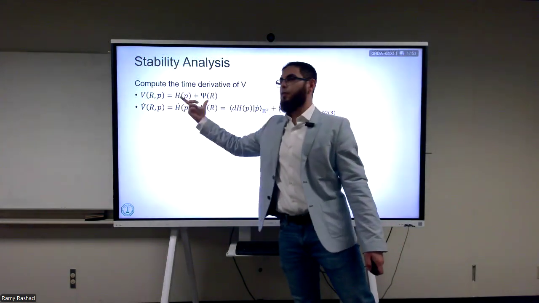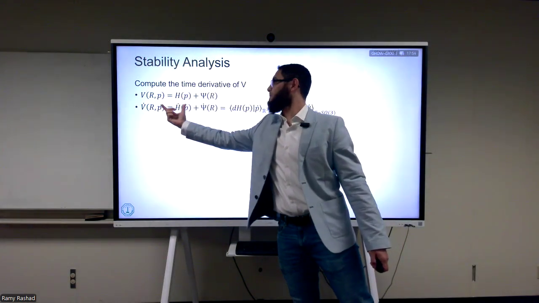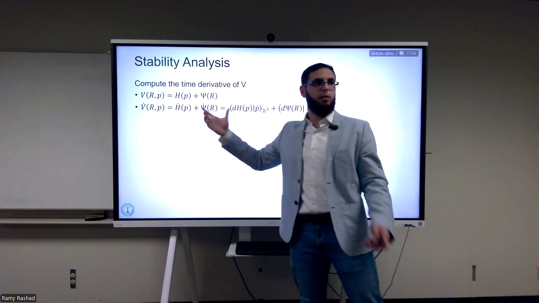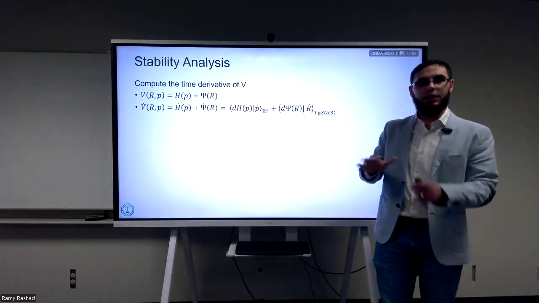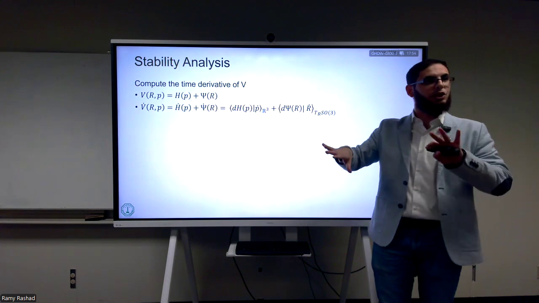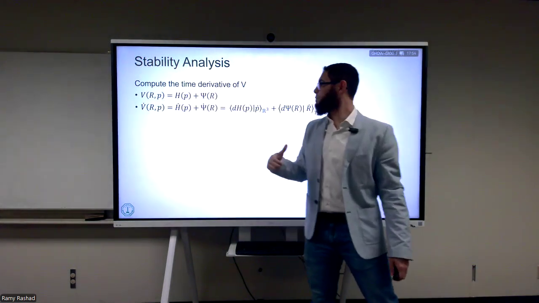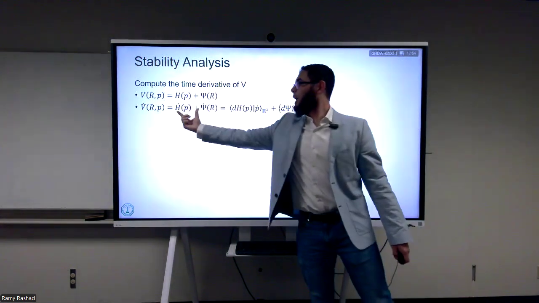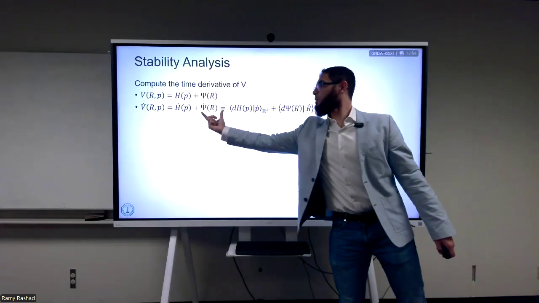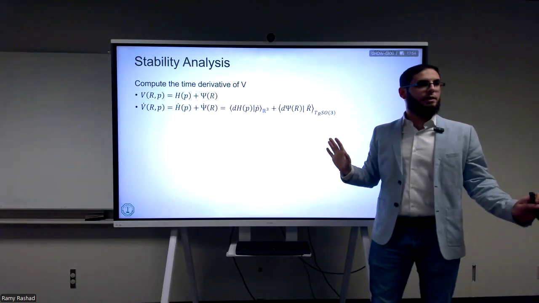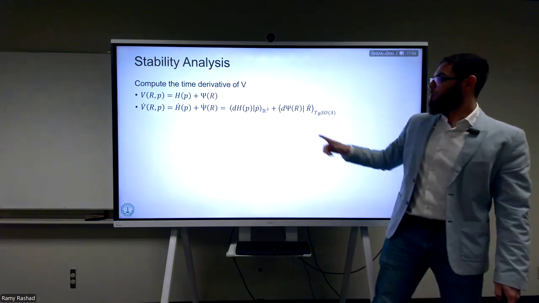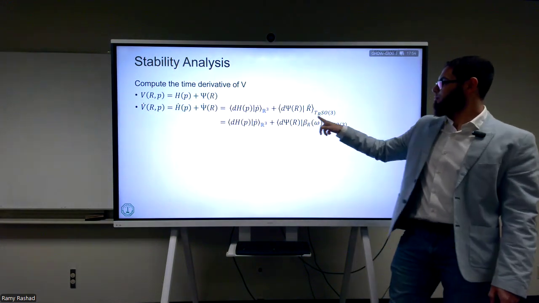So this is the Lyapunov function. The time derivative of this expression is the time derivative of the first one plus the second one, because we have a sum of two expressions, each in a separate variable. So we have a separation here between the P and the R. The time derivative of this one is given by this expression. The time derivative of this one is given by that expression. Make sense?